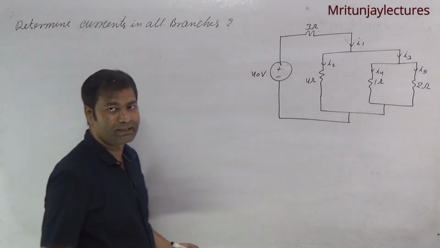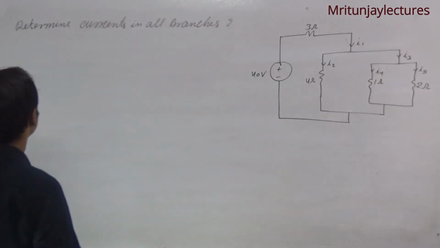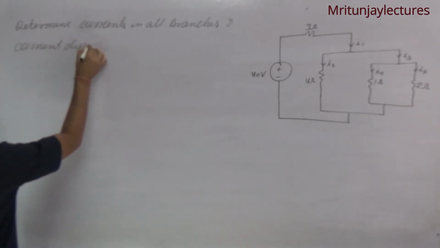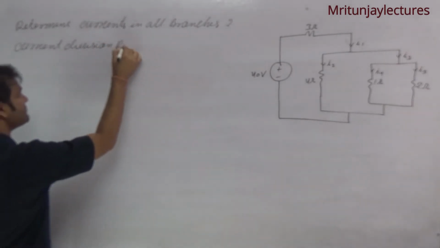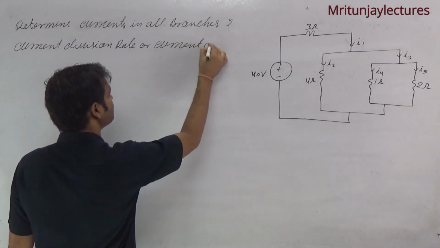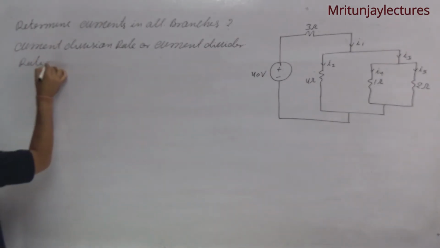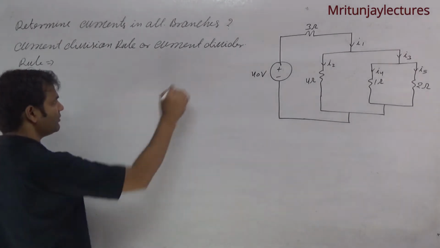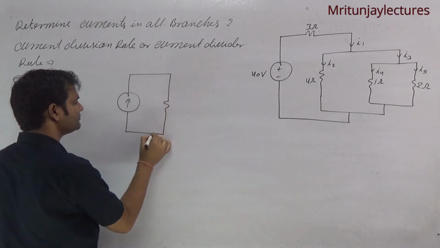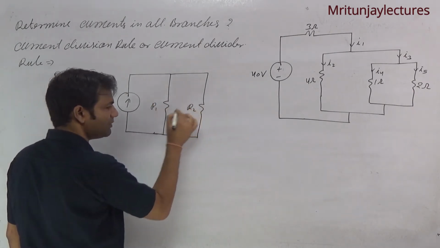With the help of the current divider rule, or you can say the current division rule. First of all, we have discussed the current division rule, or also the current divider rule. According to this rule, if this one is a current source connected to two parallel resistances, suppose this one is R1 and this one is R2.